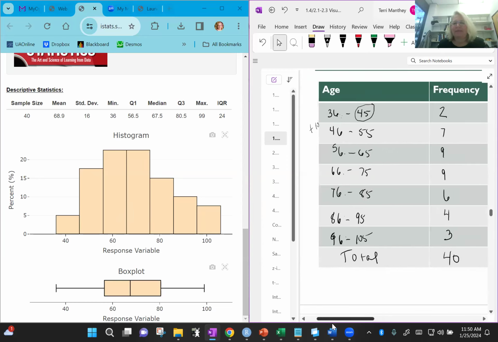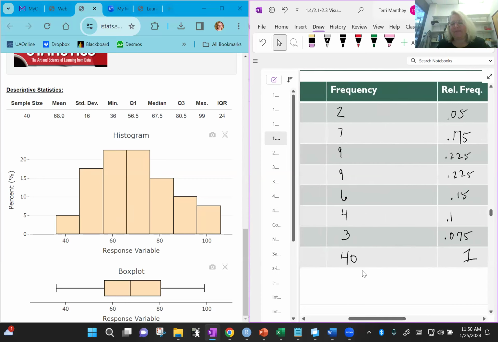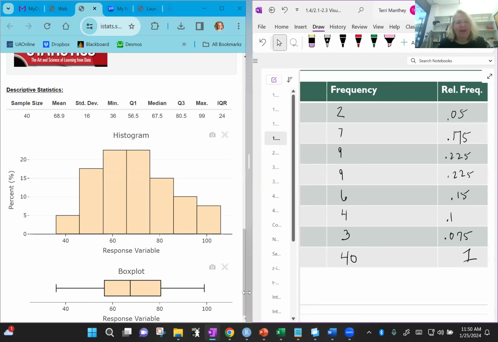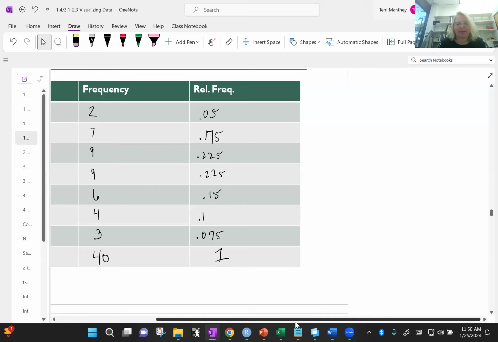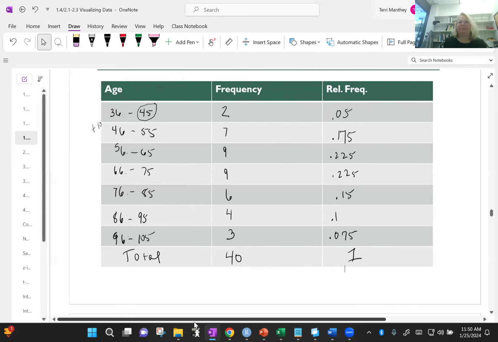So kind of nice. I mean, really all these are 2 divided by 40 is 5%, right? 7 divided by 40 is 17.5%. So you're getting the idea. 4 over 40 is 1/10, 0.1. Okay. So that's a nice, easy way to get yourself a frequency table.